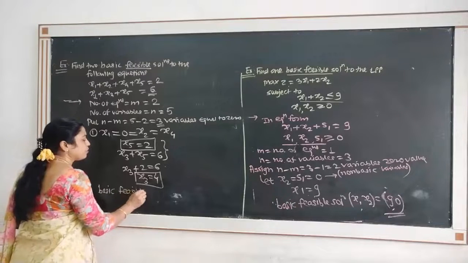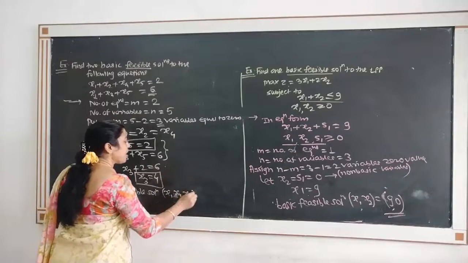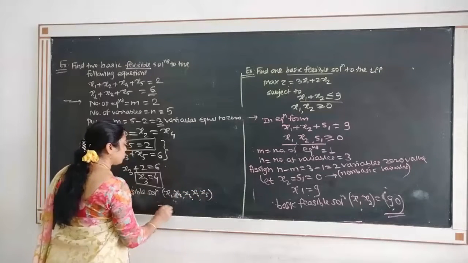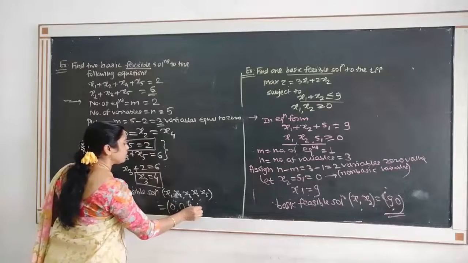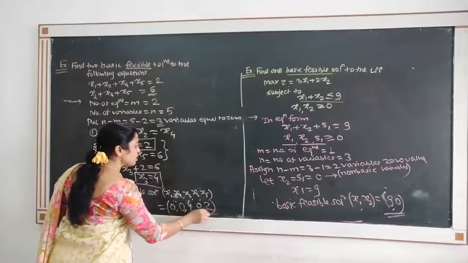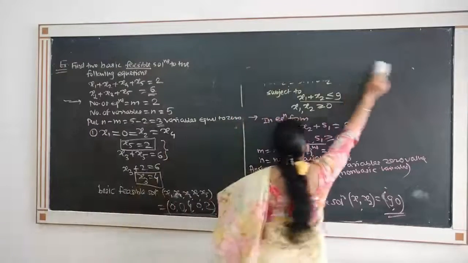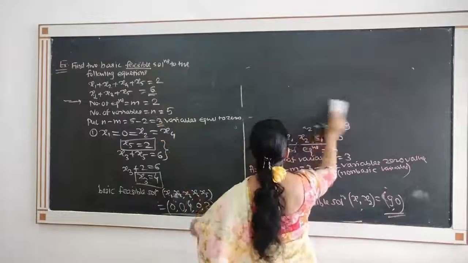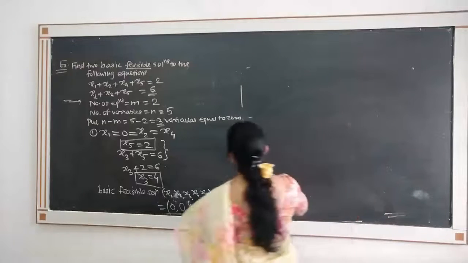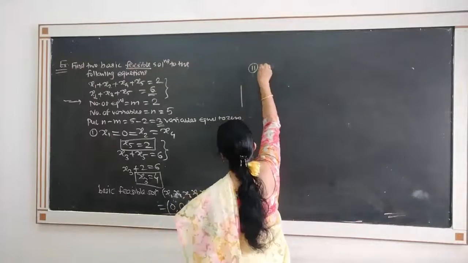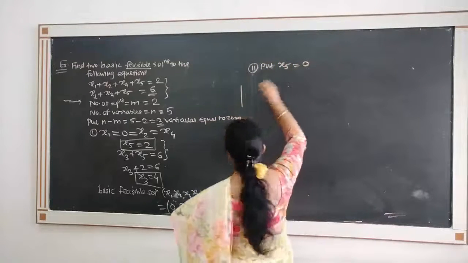One of the basic feasible solutions comes to be x1, x2, x3, x4, x5 is equal to x1 is 0, x2 is 0, x3 is 4, x4 is 0 and x5 is 2. So this is a basic feasible solution, one solution. To obtain the second solution, what we will do? Put either x3 is 0 or x5 is equal to 0 from the second equation and any two variables from the first equation.